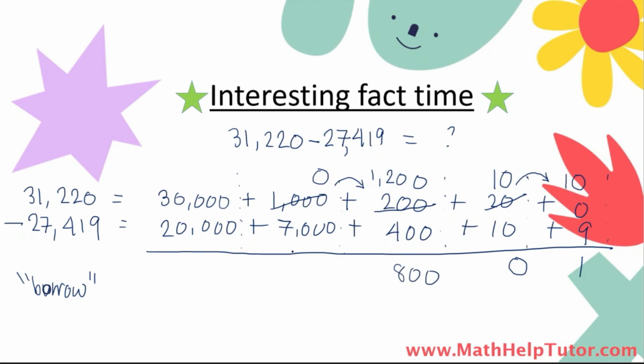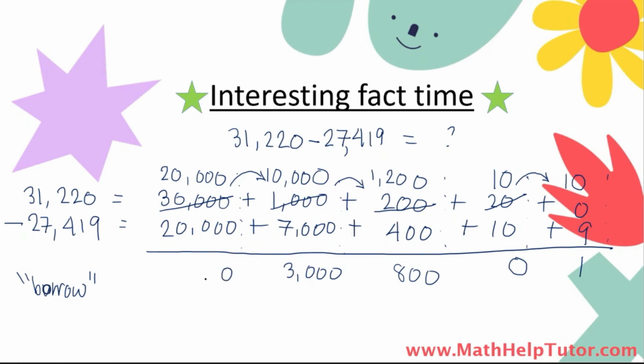Now, moving on to the thousands place, we have 0 minus 7,000, which is not possible because we cannot subtract anything from 0, right? So what we do here is we are going to borrow 10,000 from the 10,000s place. So we're going to transfer 10,000 from the 10,000s place and give it to the 1,000s place. So instead of 0, we are now going to have 10,000 here. And since we got 10,000 from 30,000, this is now going to be 20,000. So now we can perform subtraction. So 10,000 minus 7,000 is 3,000. And 20,000 minus 20,000 is 0.